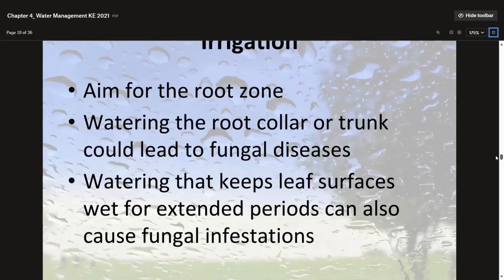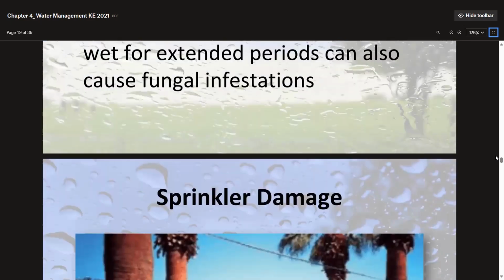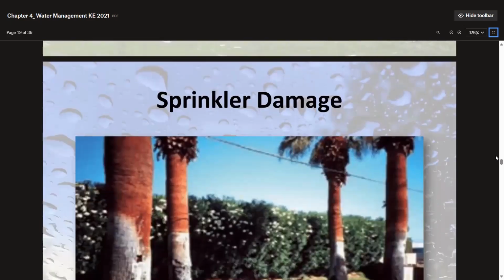Aim for the root zone when you're irrigating a tree, right? Watering the root collar or the trunk, that could lead to fungal diseases. Watering that keeps leaf surfaces wet for extended periods of time can also cause fungal infestations. So you want to water the root zone, not the entire tree. It doesn't need water up in the top, it needs it at the bottom, at the roots.